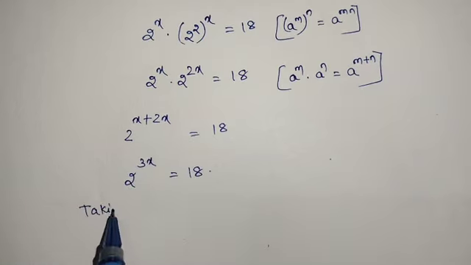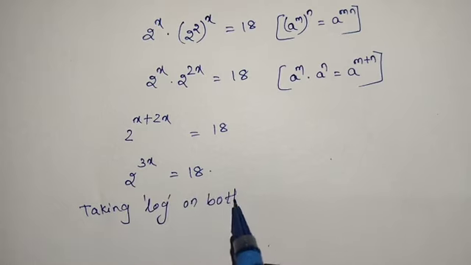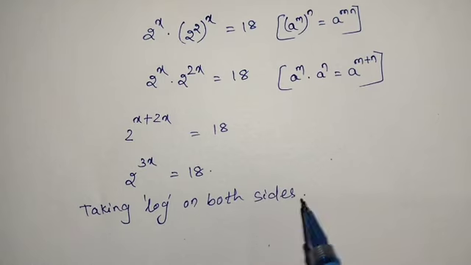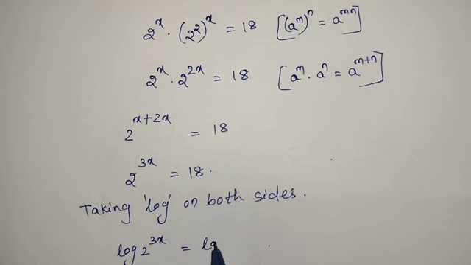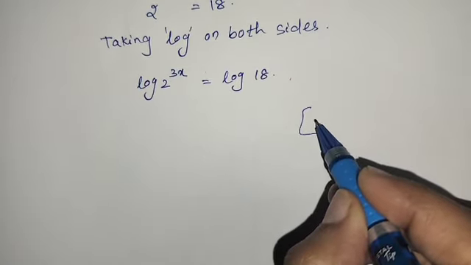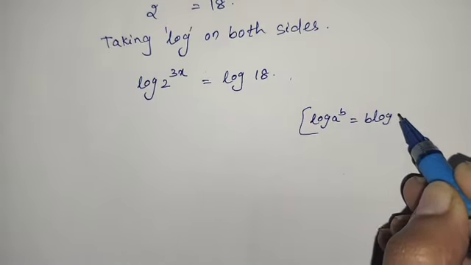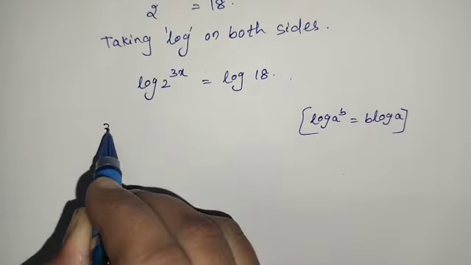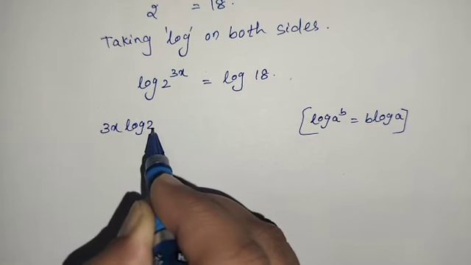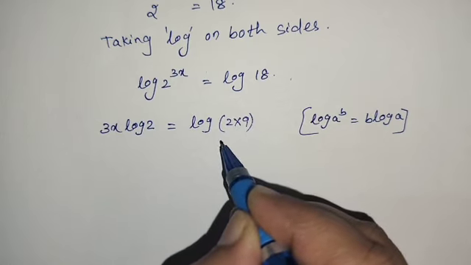Then taking log on both sides. Log of 2 to the power 3x is equal to log 18. We know log a to the power b is equal to b log a. Then 3x log 2 is equal to log 18, we split 18 as 2 into 9.